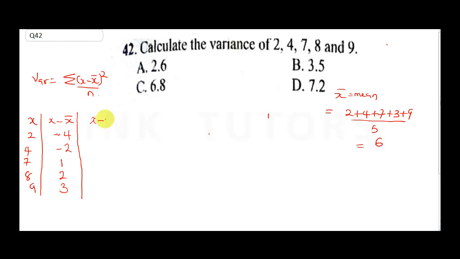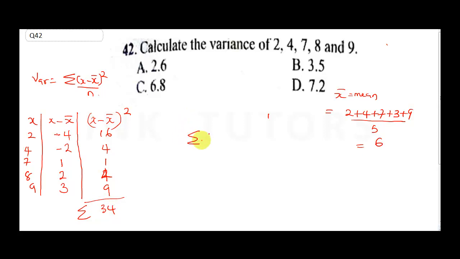Then we do x minus bar x all squared. So we square these values. This will be 16, this will be 4, this will be 1, this will be 4, and this will give us 9. The summation of this will be 16 plus 4 is 20. 20 plus 1 is 21, plus 4 is 25. 25 plus 9 is going to give us 34.